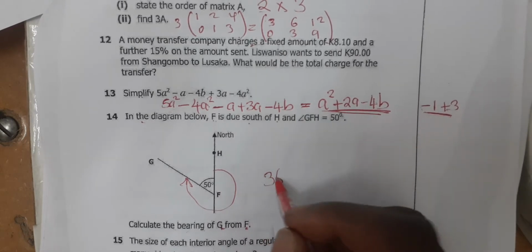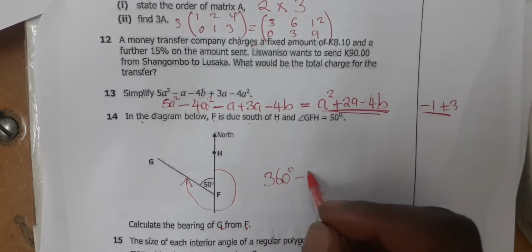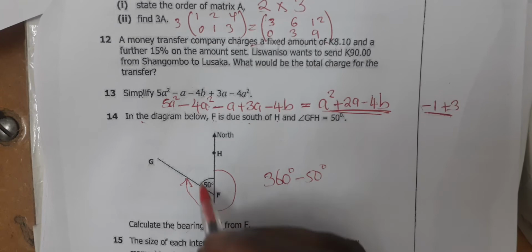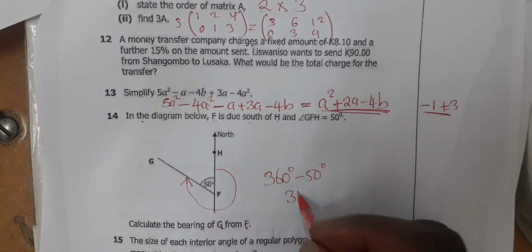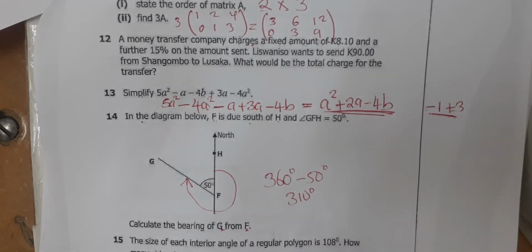So here it's very simple. You just say 360 minus 50. What do you get? You get 310. That's what will be your answer here.